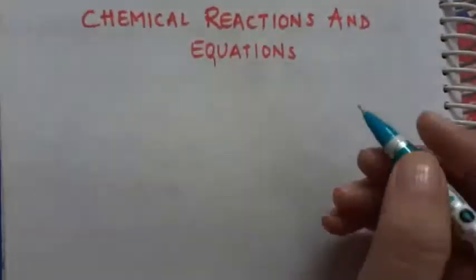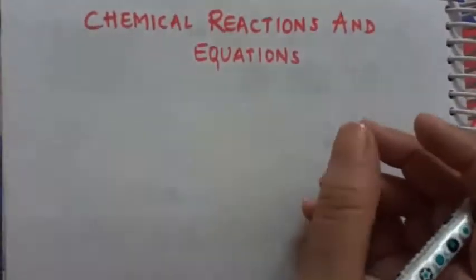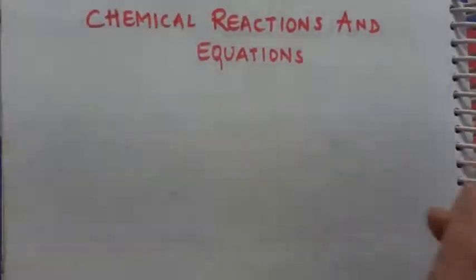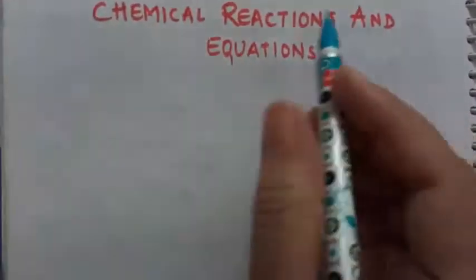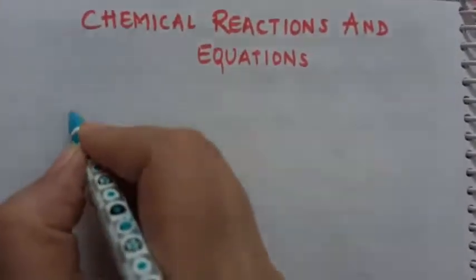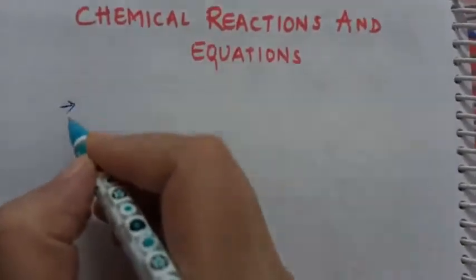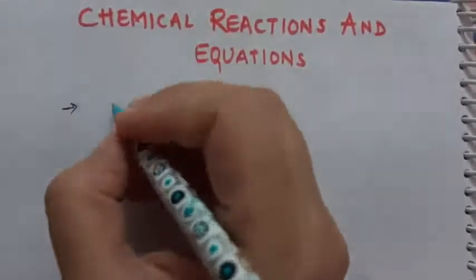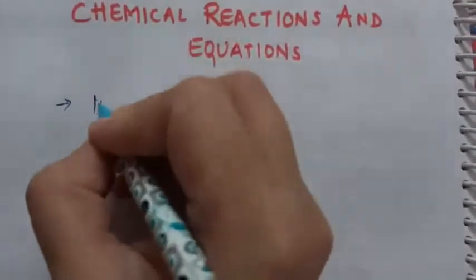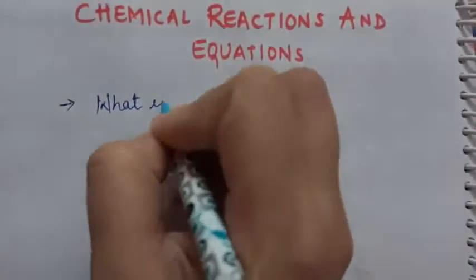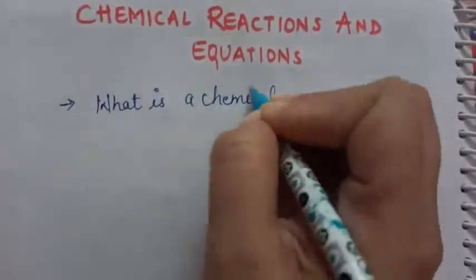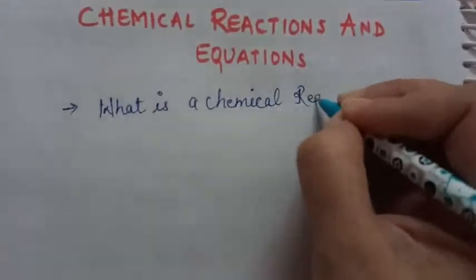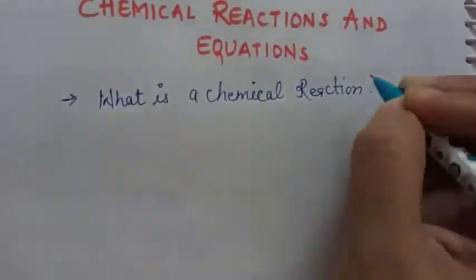Hello everyone. Now from today we are going to start with the very first chapter of chemistry, class 10th, that is chemical reactions and equations. So in this chapter, first of all, we will discuss what is the content of the chapter. So very firstly, we will discuss what is a chemical reaction. What is a chemical reaction? So we will discuss the definition of chemical reaction.